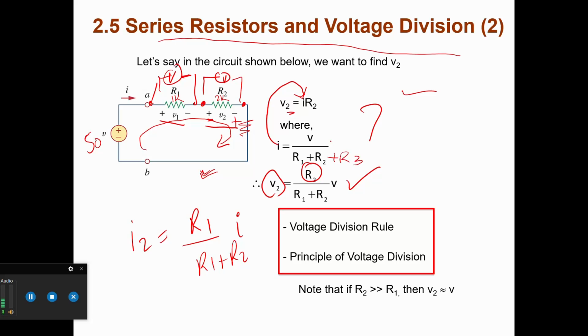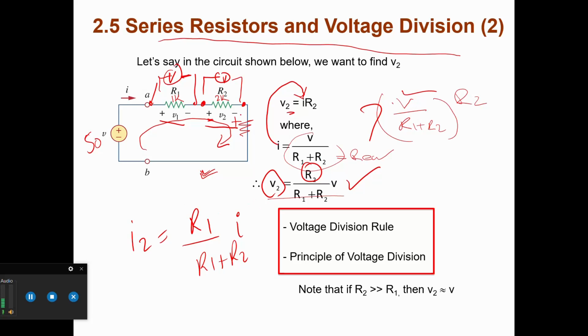So if it's not there, you can say that I is equal to, because series current is same, V divided by the sum of all the resistances. Here we can write this as R equivalent, whatever total resistance is present. So this is the defined current for this particular circuit. Now if you want to find V2, you know that V2 is going to be equal to I into R2. We already have I, so you can write V2 equal to V divided by R1 plus R2, into R2. So this becomes a formula.